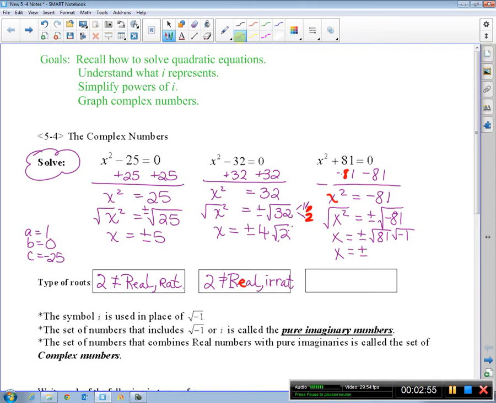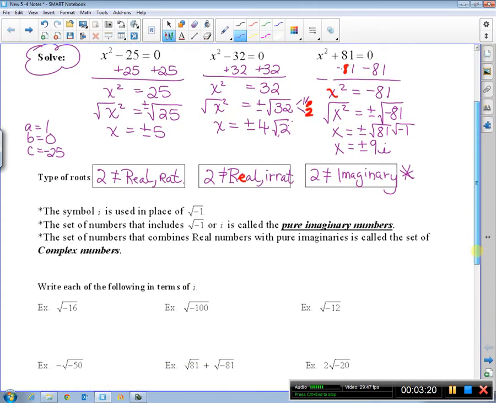So what I get is plus and minus. Square root of 81 is 9. And now what you're going to learn today is that the square root of negative 1 is going to be a small cursive i. So what we get here are 2 unequal roots, and these roots are imaginary. So this is new today.